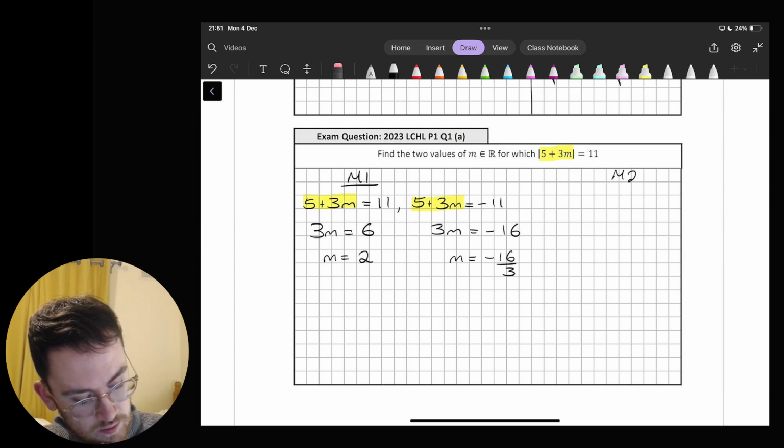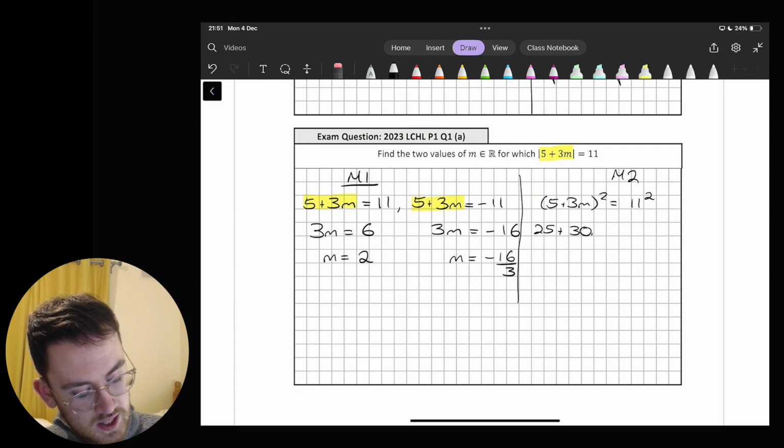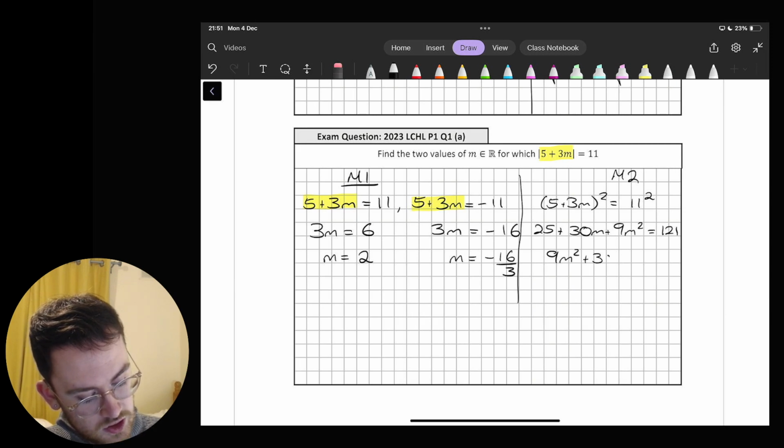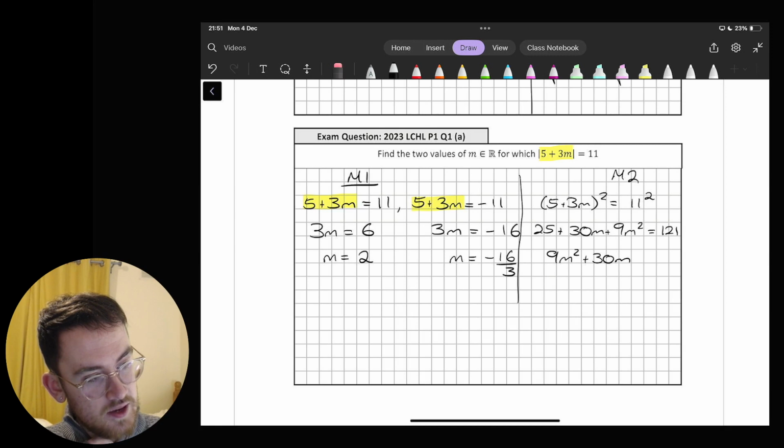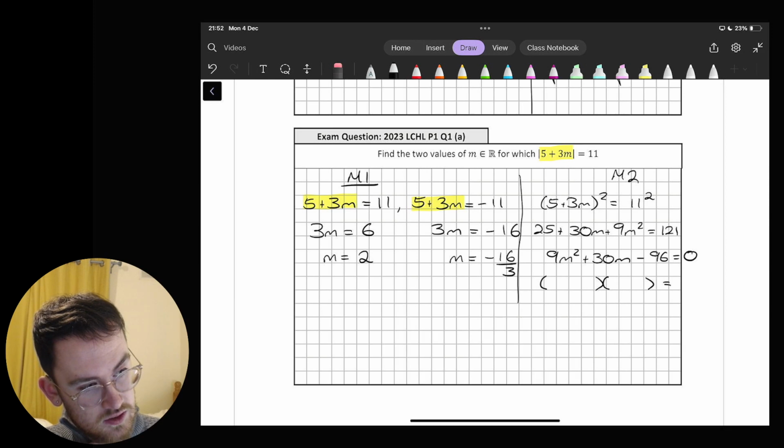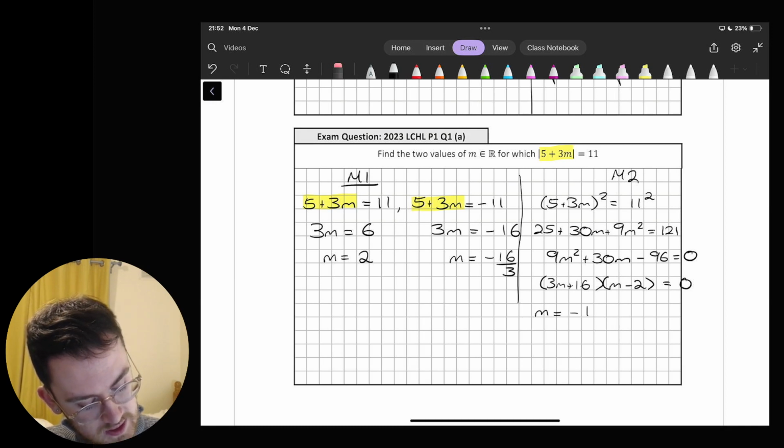Same thing again then if I do method 2, I'm going to be squaring both sides. So 5 plus 3m squared equals 11 squared, so 25 plus 30m plus 9m squared equals 121. So 9m squared plus 30m minus 96 equals 0. Okay, I'm just going to jump straight into an answer here. So 3m plus 16 and m minus 2. So I get, again, m is minus 16 over 3 and m is equal to 2.